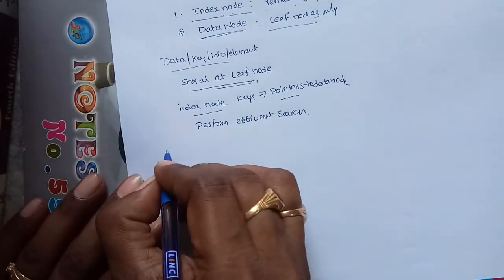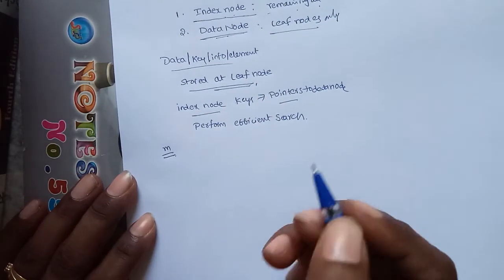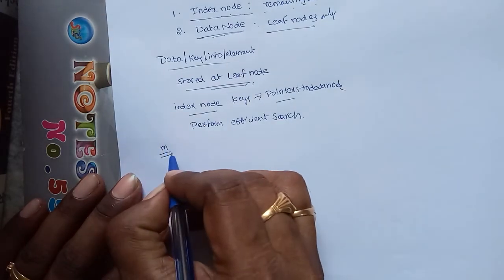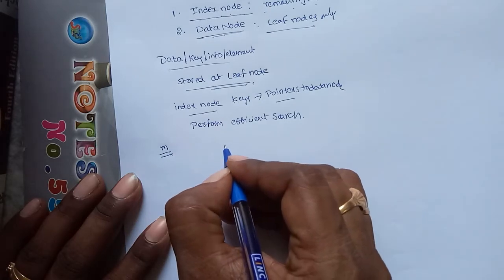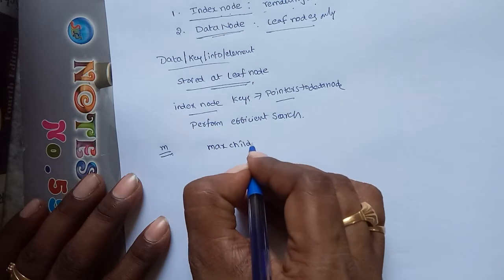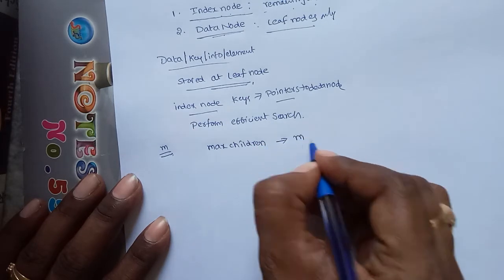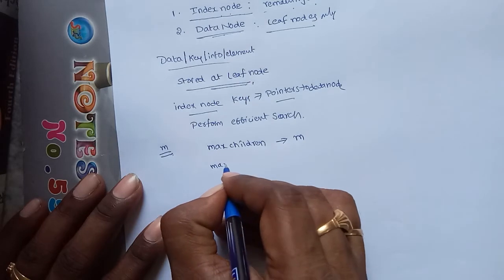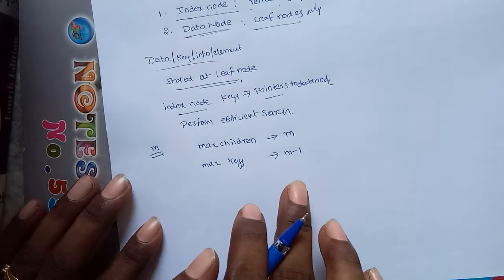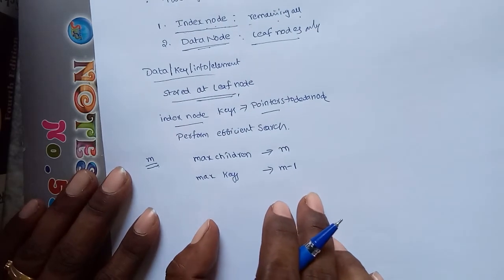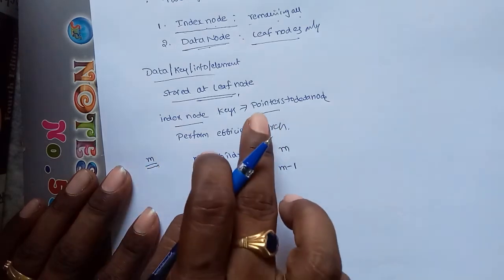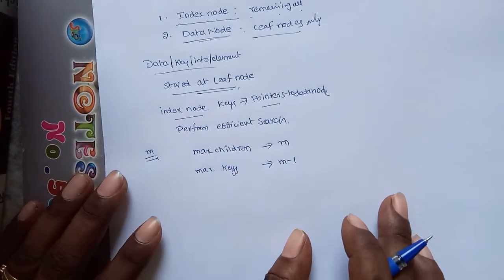And the properties are similar. Suppose a B plus tree of order M, similar to B trees, has the following properties. It contains a maximum of M children, and maximum keys are M minus 1. Remaining all properties are similar to B trees. The only different property is that in B trees the data is present at any level, but in B plus trees the data is present only at the leaf level.